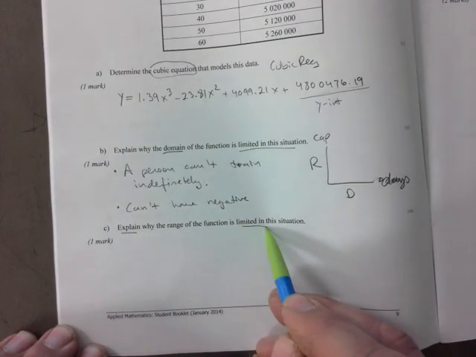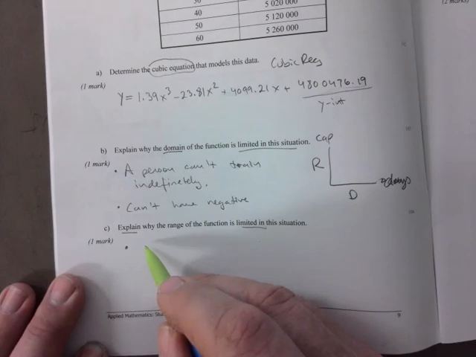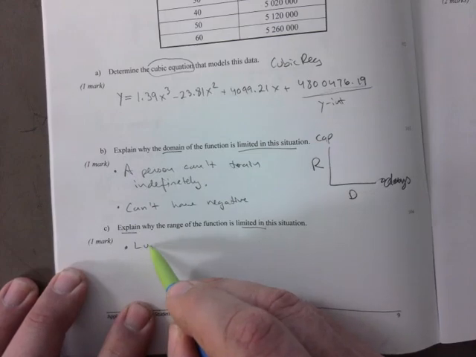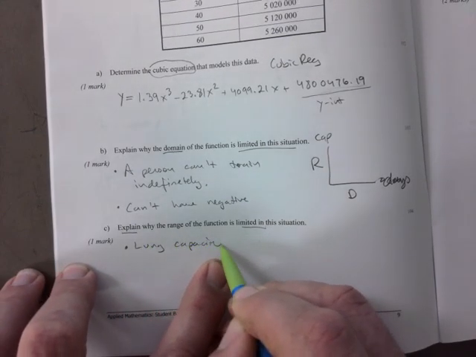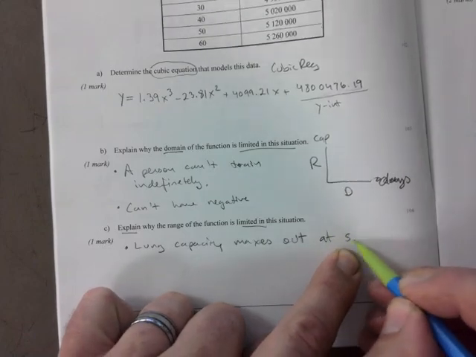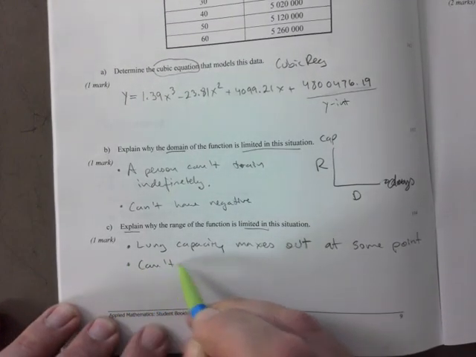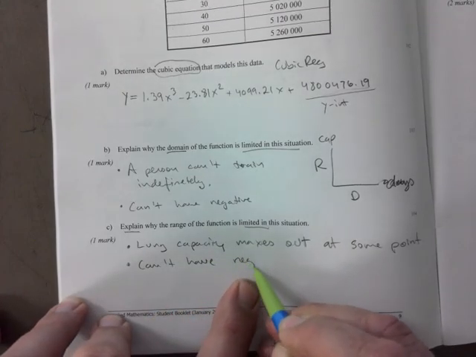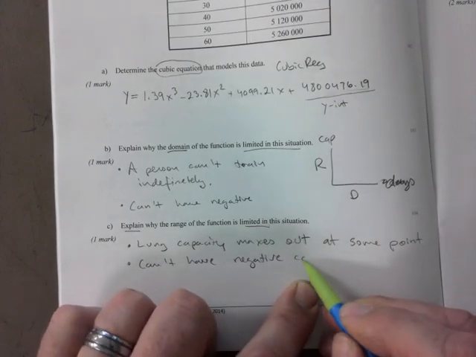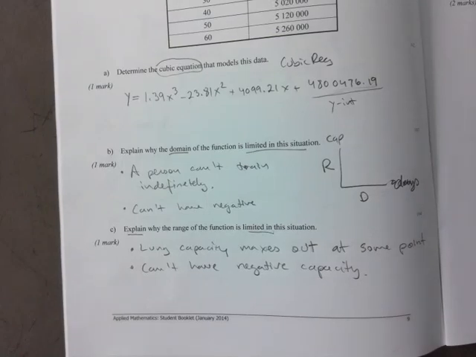Explain why the range is limited. You could say the lung capacity at some point maxes out, right? You can also say you can't have negative capacity, right? That would also be a good one. And if you think of anything else, as long as it makes sense within the context, you're fine. Okay? So this is it, a cubic right here.